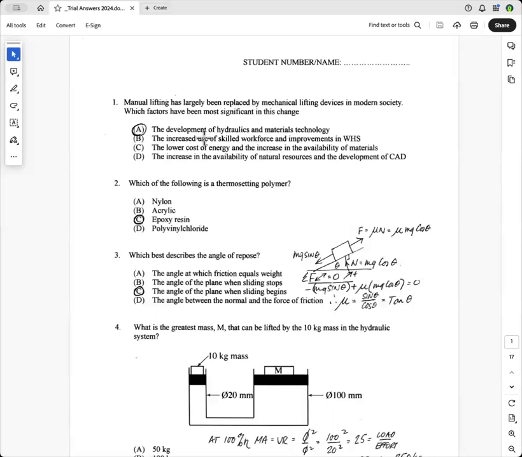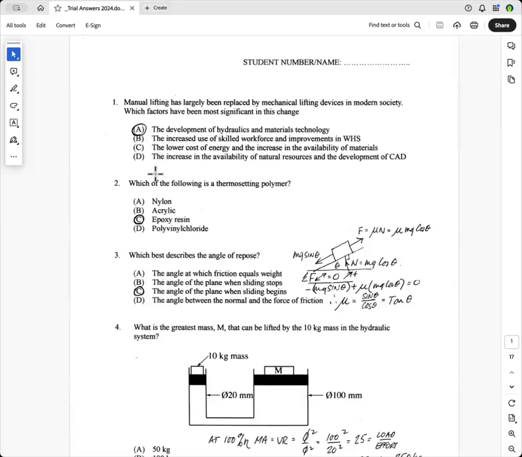Manual lifting has largely been replaced by mechanical lifting devices. And the significant change is the development of hydraulics and materials technology. So A is the correct answer for 1.